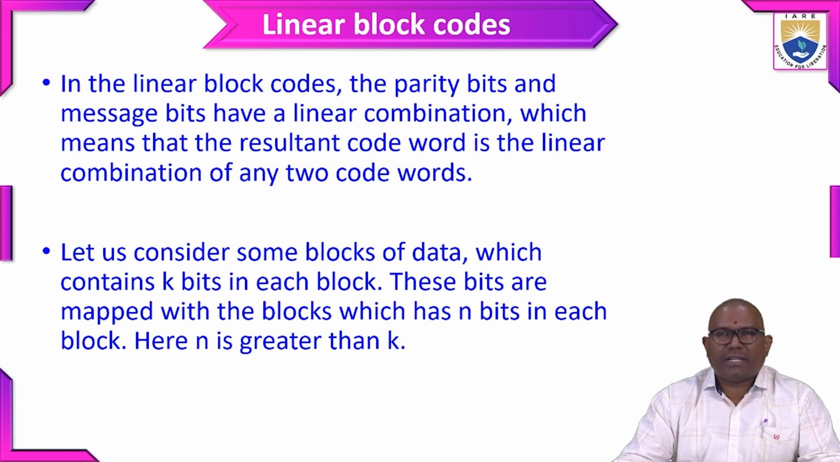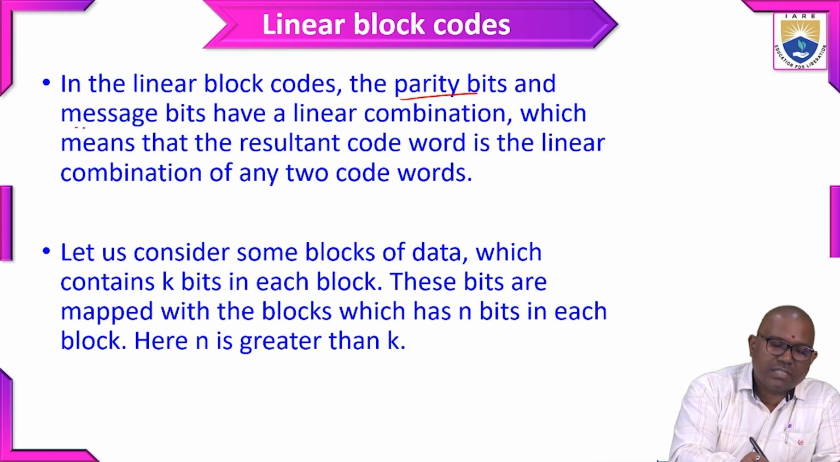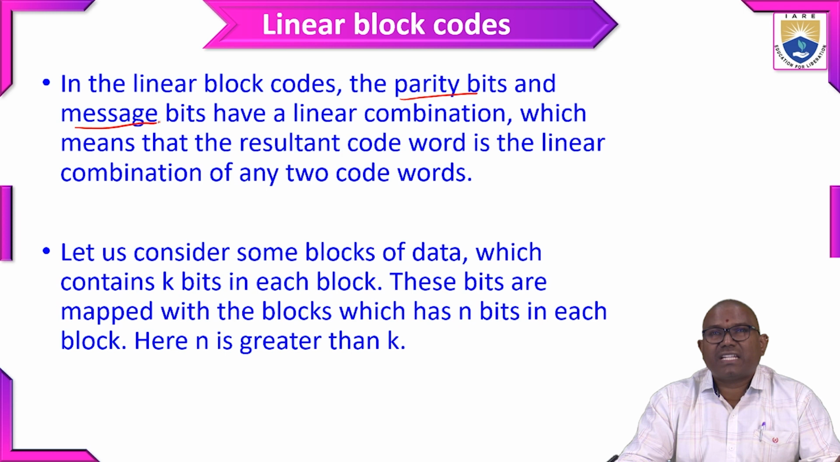So here they are having the parity bits. Parity bits is nothing but redundancy or extra bits, and the message bits. So these parity bits and message bits have a linear combination. These are linear block codes.